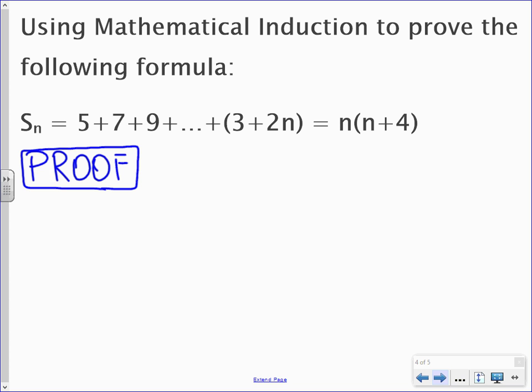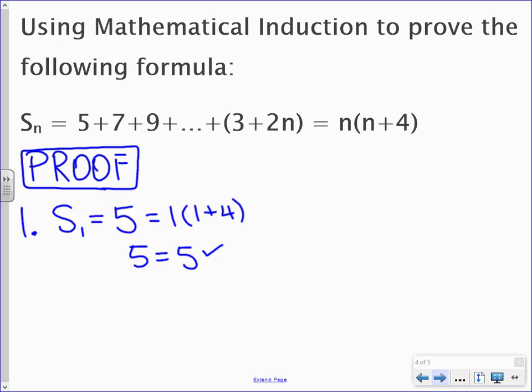Connor, what's our very first step? Assume that S1. Okay, so the sum of the first one term. What is our first term? 5. Does that equal when we plug in 1 to our formula? So 1 times 1 plus 4. Does that work? Yes. 5 equals 5. We are good to go.